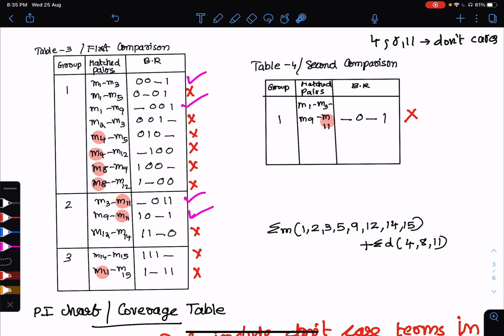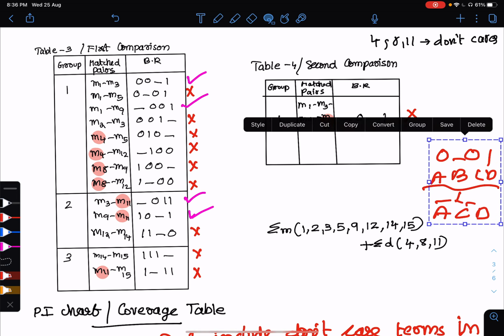I will write here 0-01 and ABCD. So in the SOP, 0 means the complement, 1 means the variable itself. So how can we write this? A' C' D. This everyone knows, I think. Yeah, this is all one.